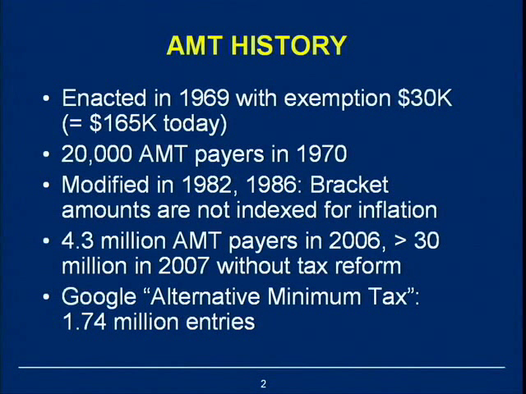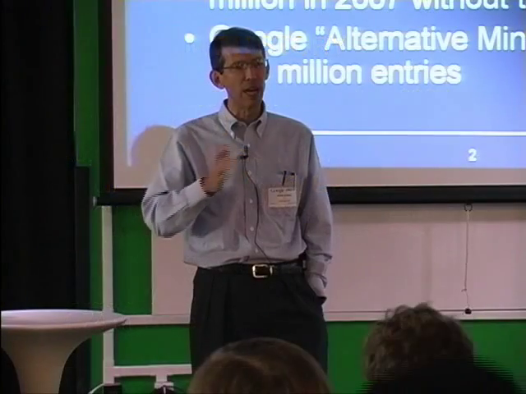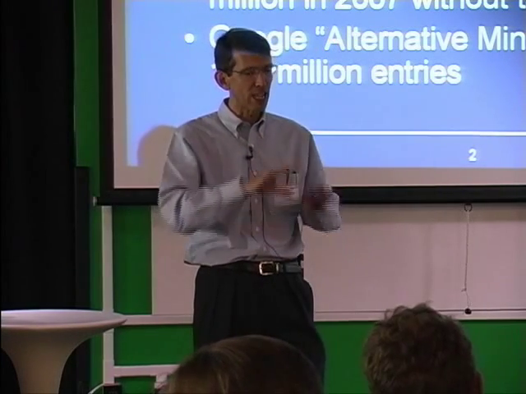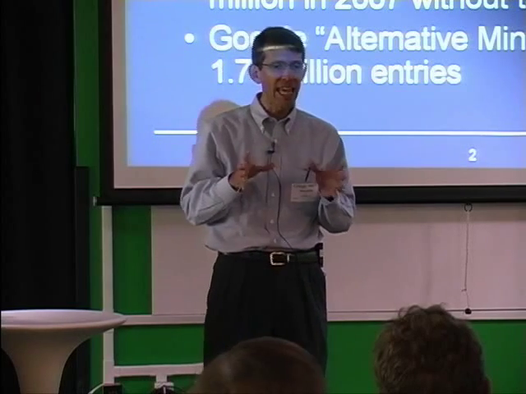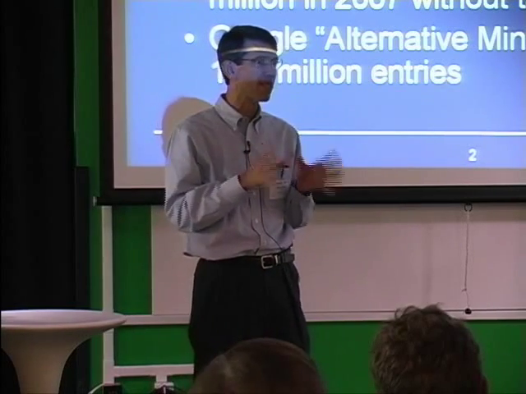So while I'm sure for those people it was a bit of a nuisance, for the broad population it really wasn't an issue at all. In 1982, the modern structure of the AMT was created in some of the tax reform legislation that was enacted during the Reagan era. And then in 1986, which was a watershed year for tax policy in the US, when we really changed the nature of tax policy, broadening the income tax base, lowering the rates, the AMT that we currently have was basically put in place.